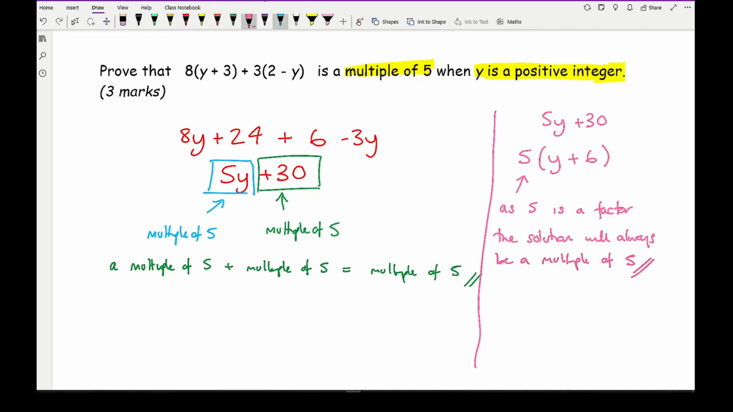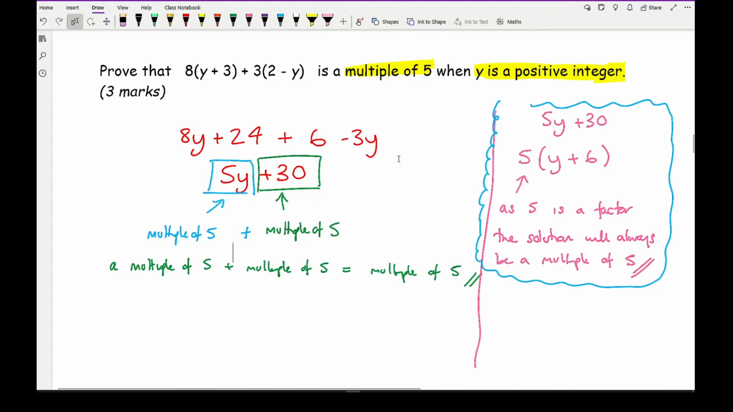But I would say if you can try and get into the notion of taking out a number 5 from your expression, then that would be a lot easier to explain rather than going for a multiple of 5 plus another multiple of 5, which is 30, which is going to give you a definite answer of a multiple of 5. But again, it's entirely up to you how you see these things and what you prefer to do in terms of proving what they've asked you to prove.